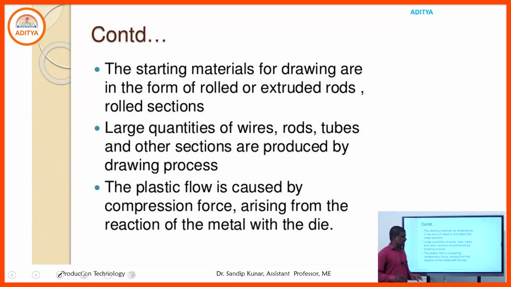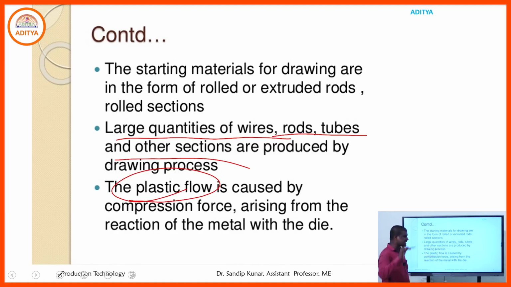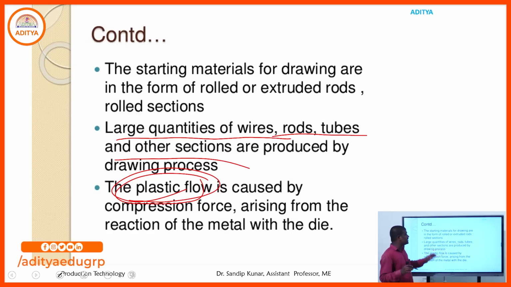The starting material in drawing is a rolled or extruded rod or rolled section. Large quantities of wire rod, tubes and other sections are also produced using the drawing process. The process is responsible for plastic flow. Plastic flow is caused by the compressive force arising from the reaction of the metal, which helps to produce rod, wire or tube type products using the drawing process.